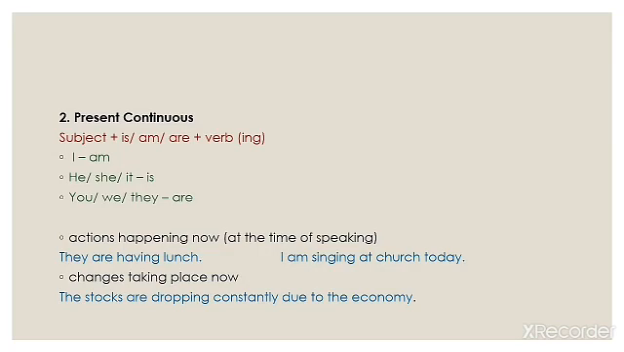So present continuous is used when we are talking about actions which are happening right now, at the time of speaking. So the example is, they are having lunch. I am singing at church today. And the other way of using it is when we are talking about changes that are taking place right now. For example, the stocks are dropping constantly due to the economy.